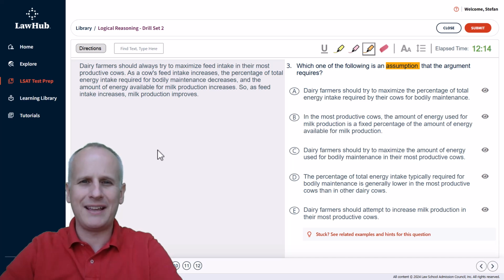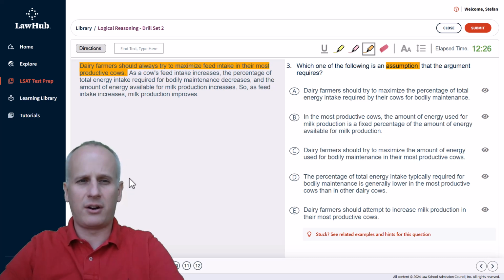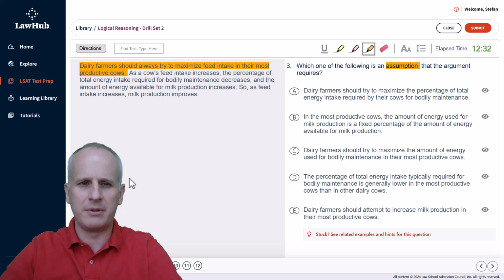And this paragraph probably has one of the most easily identifiable types of conclusions, a recommendation. Generally, when you have a recommendation of a plan to partake in or execute, you really are looking at the conclusion. That plan, that recommendation, what should happen, is 9 times out of 10 going to be the conclusion, as it is here. So now we need to find something from the answer choices that absolutely must be true in order to believe this conclusion that dairy farmers should always try to maximize feed intake in their most productive cows.